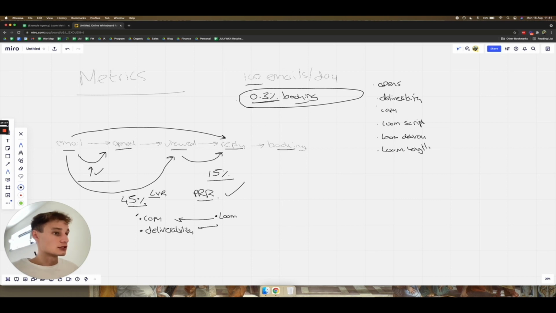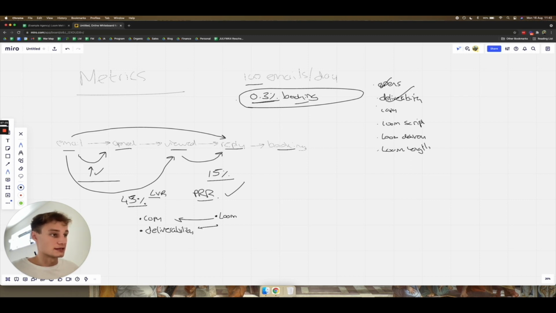So what we can start doing here is we can start ticking these things off. We know that our problem is not getting emails opened, because we've got a 45% Loom view rate, and that wouldn't happen if our emails weren't being opened. We know our problem is not email deliverability, because we've got a 45% Loom view rate, and we wouldn't have that number if our emails weren't being delivered. There's no way in hell we'd get this number. So we know that it's not deliverability.